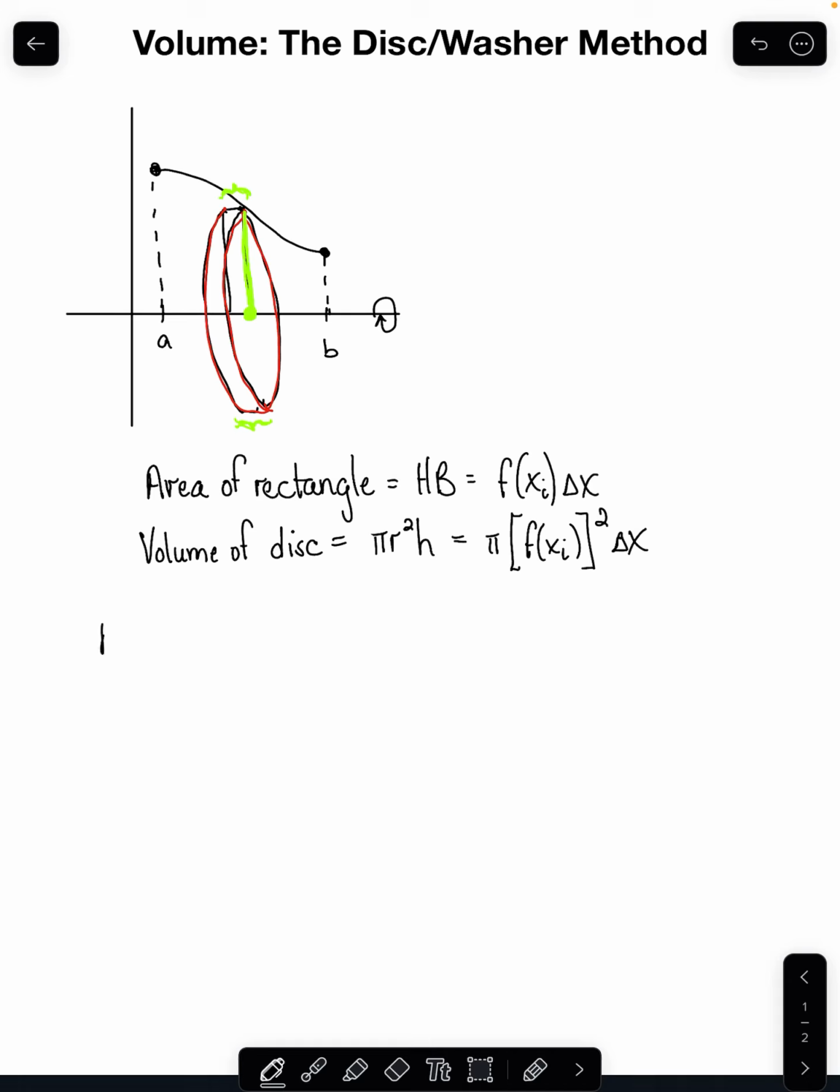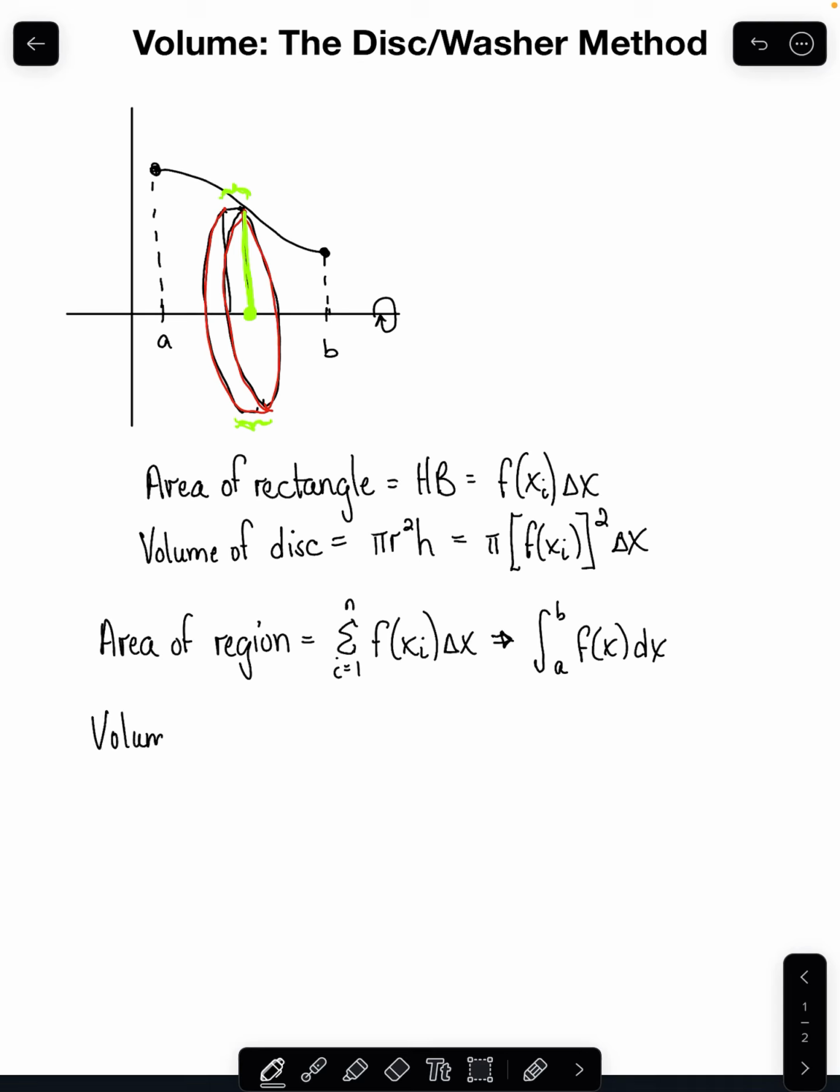Thus, the area of the region is given by the Riemann sum from i equals 1 to n of f of x sub i times delta x, where of course delta x is equal to the width of the total interval divided by n, and x sub i is the right endpoint of the ith subinterval. This will, when a limit is applied to it, result in the integral from a to b of f of x dx.